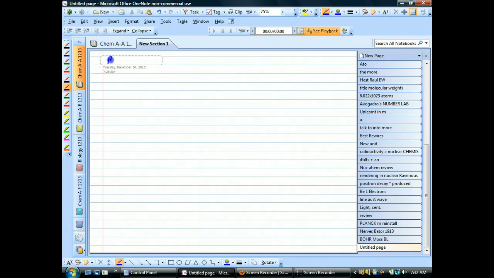So we're going to just title this Bohr to Schrodinger. All right, now I'm not sure, we might get a little bit beyond Schrodinger, but we'll see how we do.